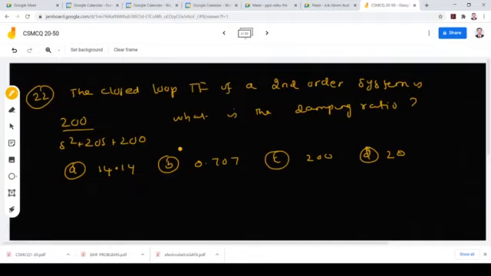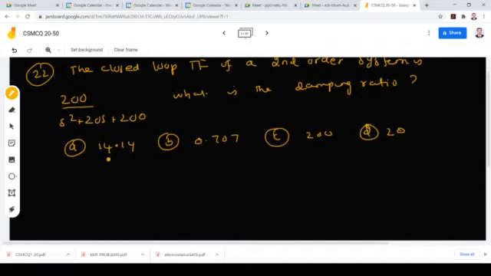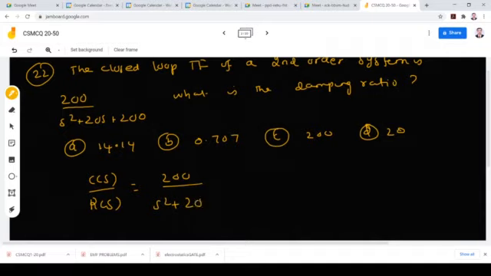The closed loop transfer function of a second order system is given by 200 divided by s squared plus 20s plus 200. What is the damping ratio? Here they are talking about just the damping ratio. Do the same procedure. C(s)/R(s) is given by 200 divided by s squared plus 20s plus 200. They ask for the damping ratio.